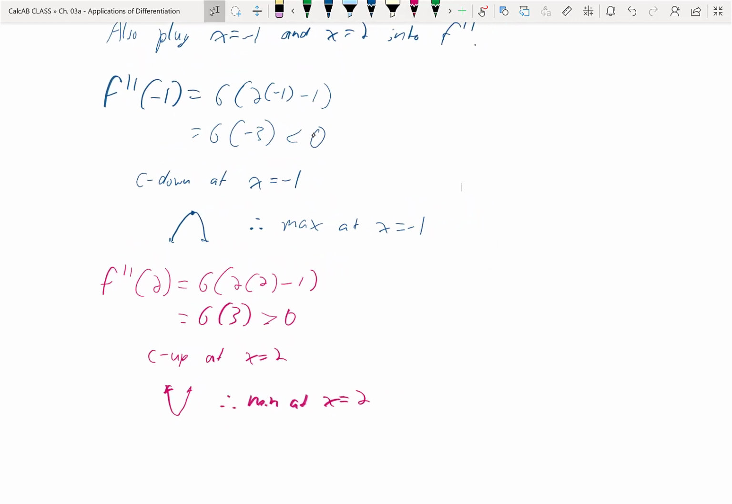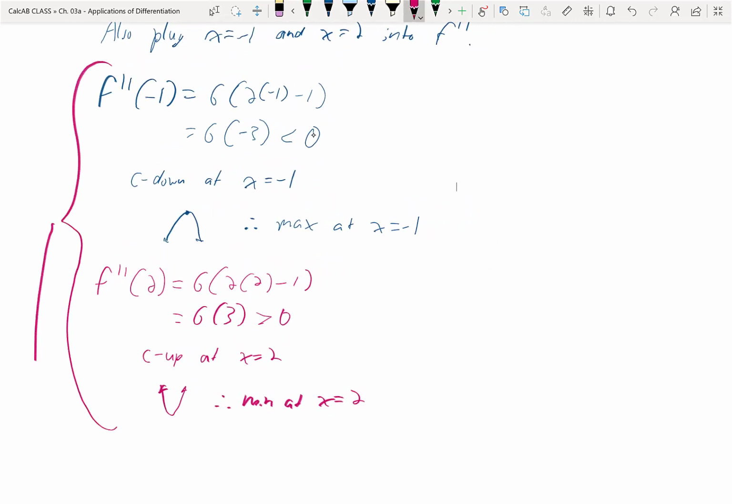This is something that we're going to be repeating a lot in the coming days. This right here is called a second derivative test for extrema. It can be used as a quicker way than the first derivative test, but the first derivative test for extrema is a better test, and we'll be discussing that more in the coming days.